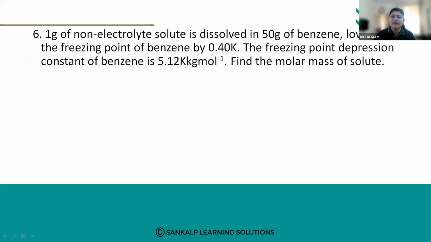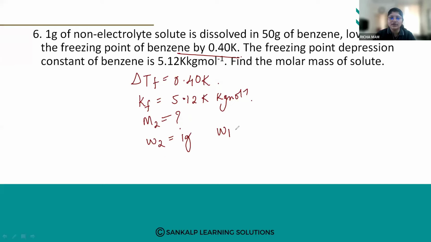Okay, you have to find the molar mass of the solute. So delta TF is given. What is delta TF? Delta TF value is the freezing point depression of benzene, 0.40 K. Then the KF factor is given. KF is what? 5.12 Kelvin kg per mole. So you have to calculate the molar mass of the solute. Then the W2 of the solute is given as 1 gram. Then the weight of the solvent is given, 50 grams of benzene.